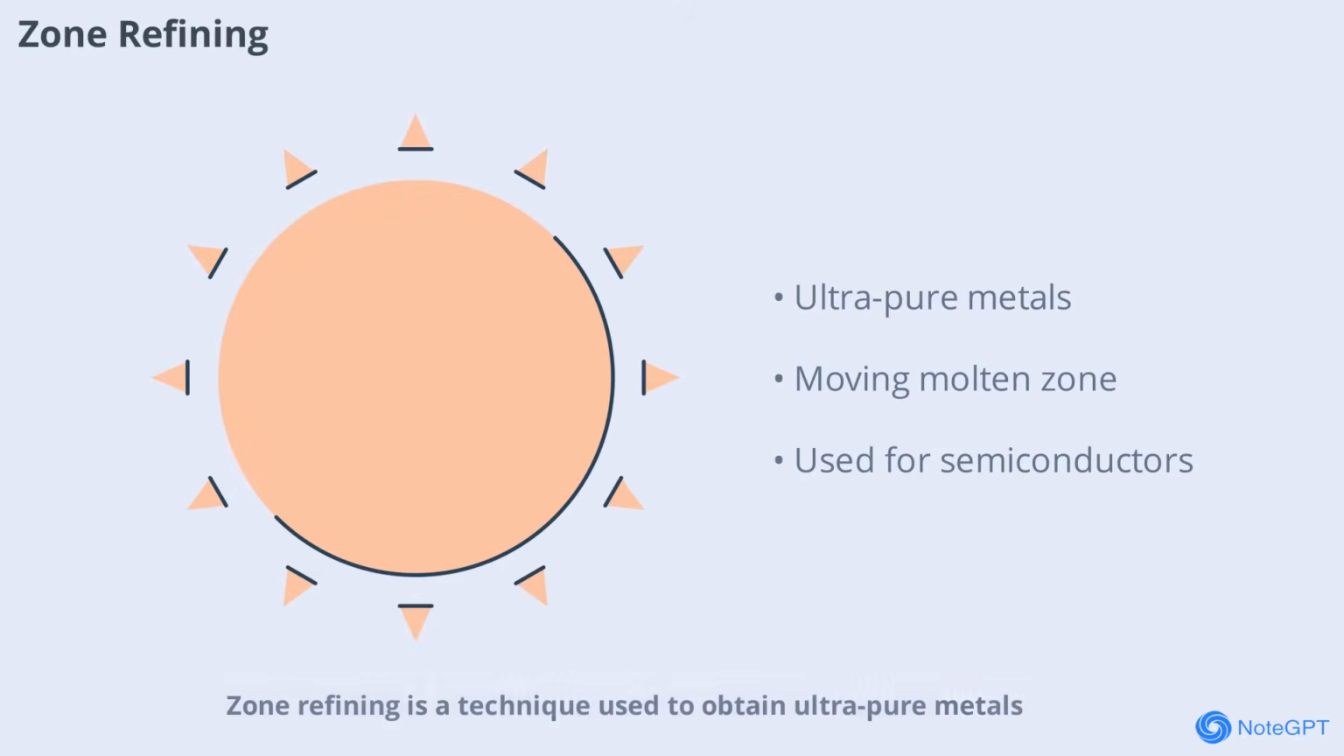Zone refining is a technique used to obtain ultrapure metals, especially semiconductors like silicon and germanium. A rod of impure metal is passed through a heating coil which melts a small region. As the molten zone moves, impurities concentrate at one end, leaving behind pure metal. This method is crucial for producing materials used in electronics and computer chips.